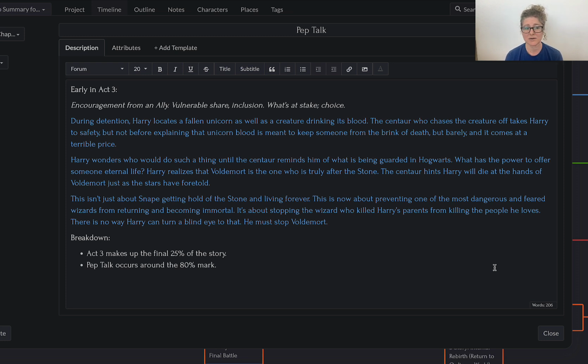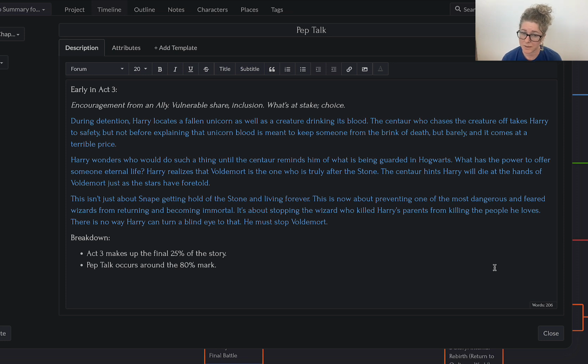During detention, Harry locates a fallen unicorn as well as a creature drinking its blood. The centaur who chases the creature off takes Harry to safety, but not before explaining that unicorn blood is meant to keep someone from the brink of death, but barely, and it comes at a terrible price. Harry wonders who would do such a thing until the centaur reminds him of what is being guarded in Hogwarts. What has the power to offer someone eternal life? And Harry soon realizes that Voldemort is the one who is truly after the stone. The centaur hints Harry will die at the hands of Voldemort, just as the stars have foretold.